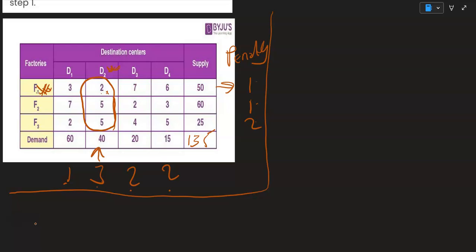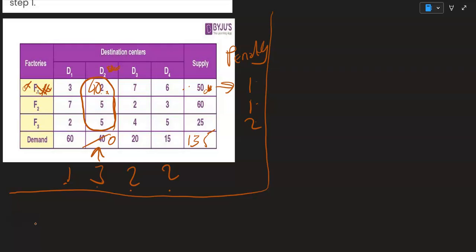But how much is factory 1 supplying or producing? This is factory 1, right? Factory 1 is producing 50. But D2, how much does D2 want? Well, he only wants 40. Meaning F1 can give D2 the 40 that D2 needs. So you give 40. When you give 40, meaning D2 will no longer need anything, so you put a 0 there, right? Since they don't need anything.